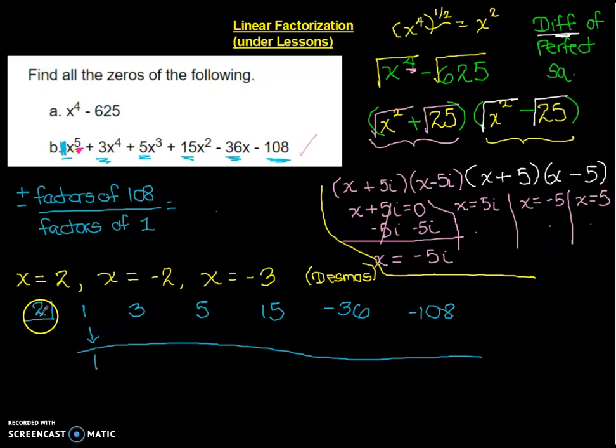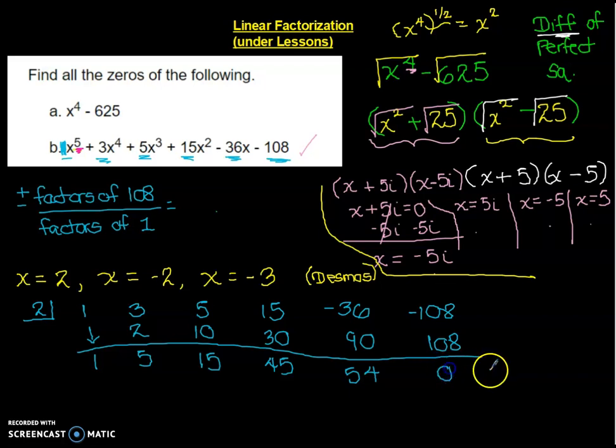Number hits below the line, multiply it by the number in the box. 1 times 2 is 2. Numbers are together, add them up. 3 plus 2 is 5. 5 times 2 is 10. 10 plus 5 gives me 15. 15 times 2 is 30. 30 plus 15 is 45. 45 times 2 gives me 90. We have 90, and the numbers are together, so we add it to -36, which is 54. And 54 times 2 is 108, which works out.